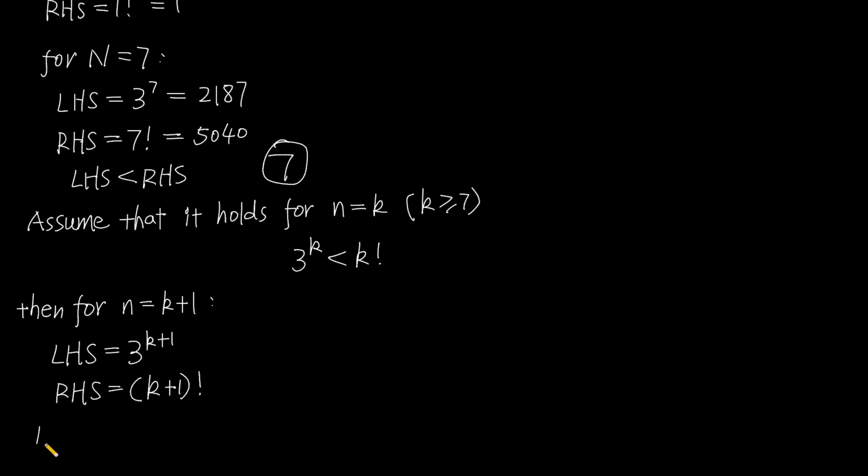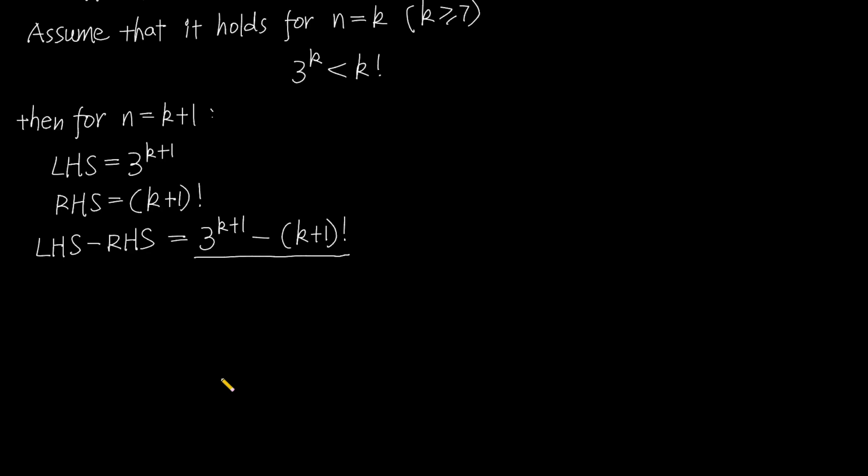Then we can take the left hand side minus the right hand side, and this equals 3 to the power of k plus 1 minus k plus 1 factorial. So if this is smaller than 0, then the left hand side minus the right hand side is smaller than 0. Then the left hand side is smaller than the right hand side. So we check this.